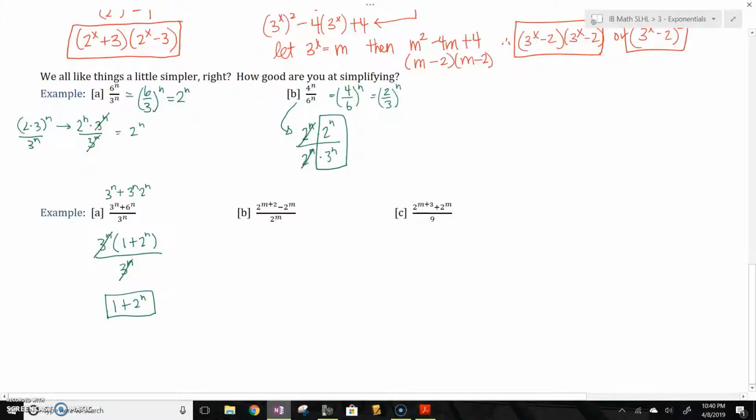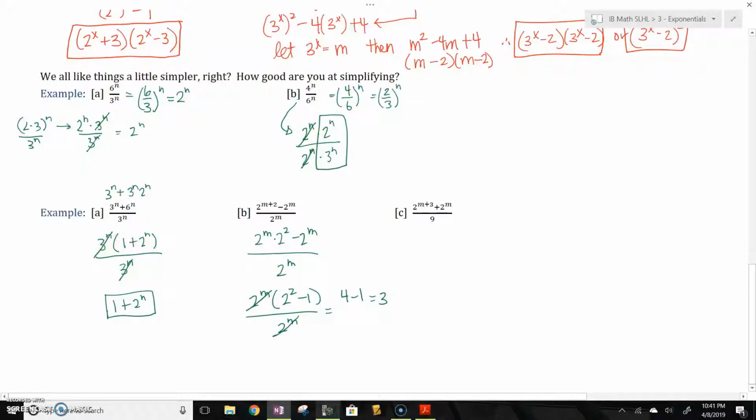Here I got, what is this? This is 2 to the m times 2 to the 2 minus 2 to the m all over 2 to the m. I could pull out a 2 to the m, and I would be left with 2 to the 2 minus 1 all over 2 to the m. And then I'm left with, oh, that's kind of neat, 4 minus 1, which is 3. That answer is just 3.